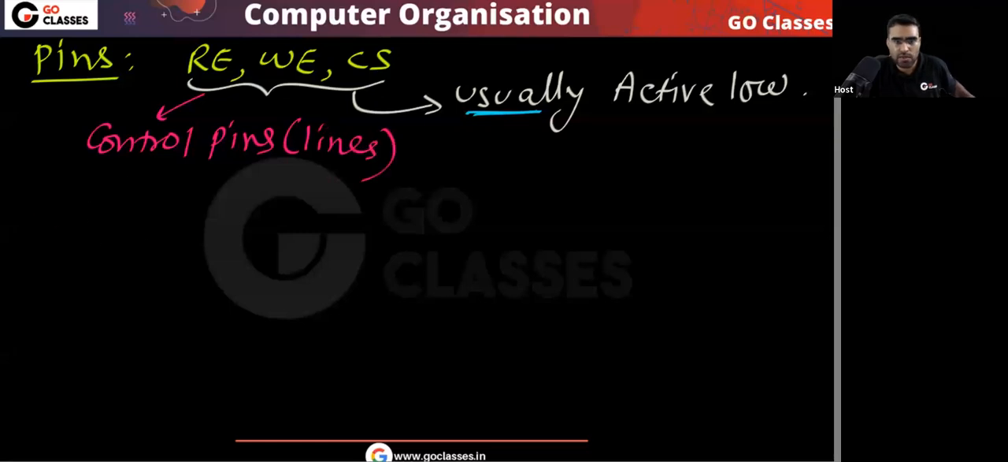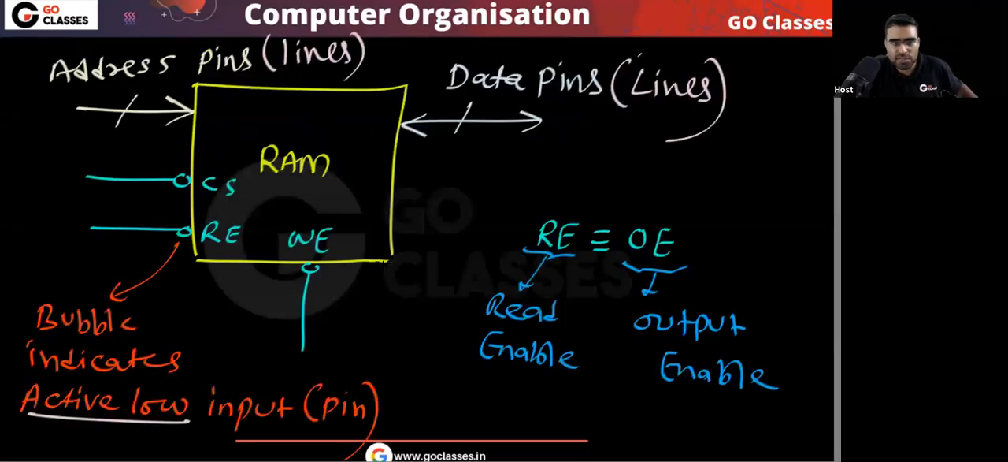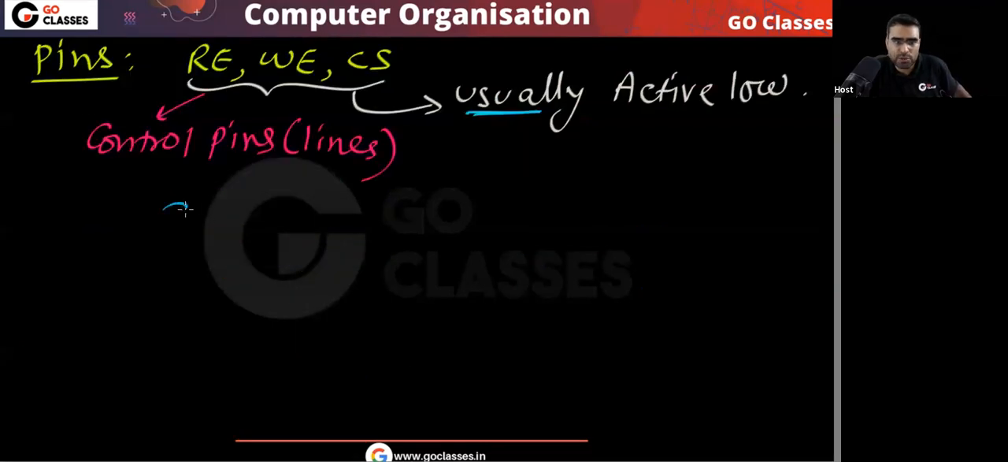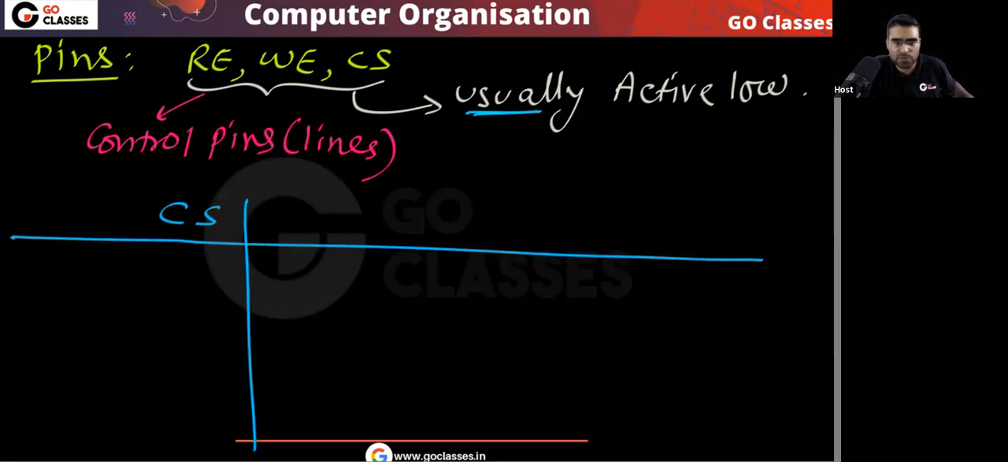Okay, now what is the working, or what is the behavior of these pins? What is the functionality of these pins? Very simple point: for example, this is your chip select pin. The name of this pin is chip select.